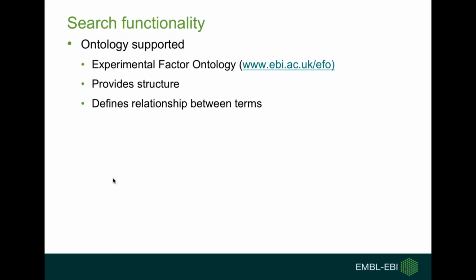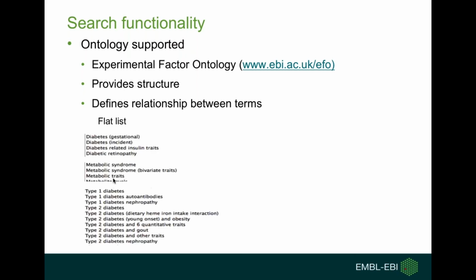But it's also very powerful because it's supported by an ontology. In this case, the ontology we use is the experimental factor ontology, and I will just very briefly, for those of you who are not familiar with ontologies, explain the purpose of it, or one of the benefits of it, which is that it provides structure. It gives structure to all the data included in the catalog, and it also helps to define relationships between the different terms included in the catalog.